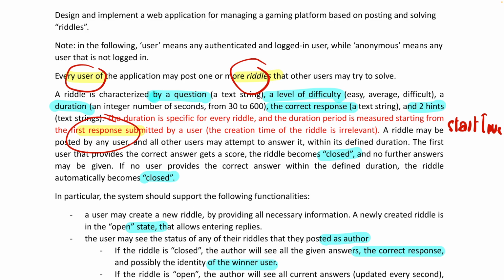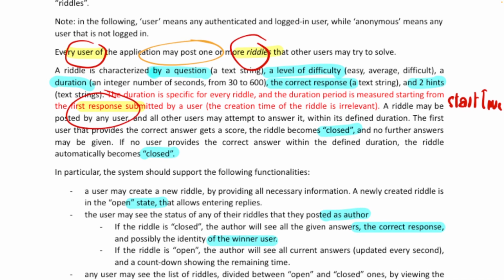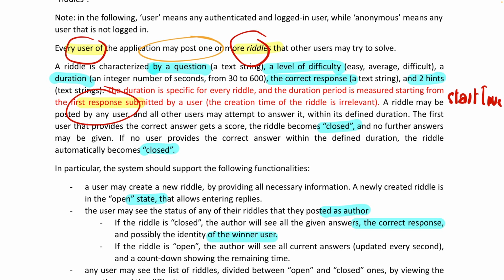So this one, no? May post one or more riddles. So it means that we must provide an API that enables a user to create a new riddle. Okay. A riddle may be posted by any user. All the users might attempt to answer the riddle. So another possible functionality is this one, to submit an answer.